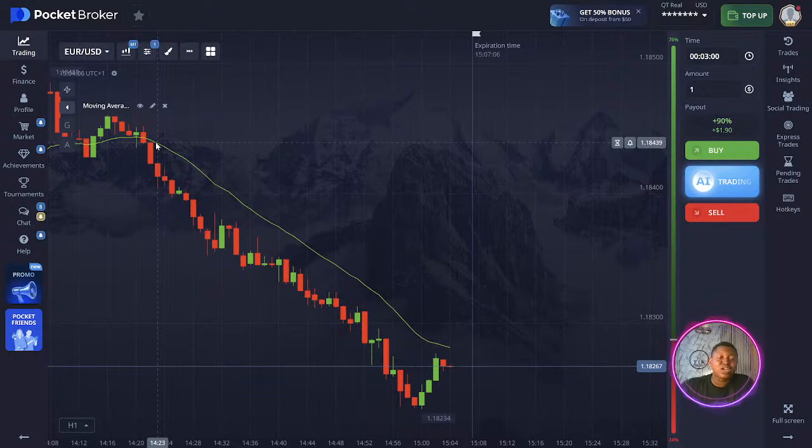So you don't need a lot of lines on your screen. You should not have thousands of lines on your screen to trade. Just by looking at the market alone, you know the direction the market is heading. That is basically it.